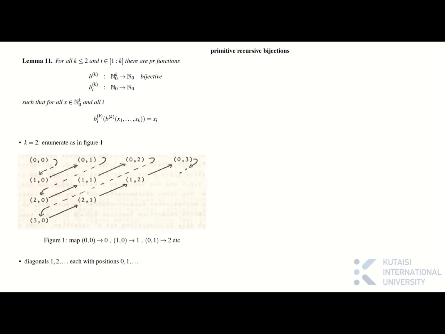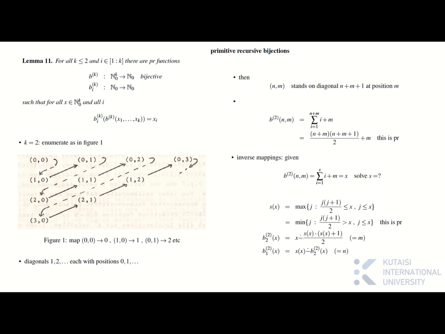Okay, the next slide we're going to skip, but I'm just going to say what this is doing. So we proved that there is a bijection between natural numbers and pairs of natural numbers, right? We also proved that there is a bijection between natural numbers and triples of natural numbers. So they're in one-to-one correspondence. But what we prove here now is that the bijection is primitive recursive. So you can find a function that maps k-tuples to just one number, and that bijection is primitive recursive, meaning you can write it down as a minimization of something.